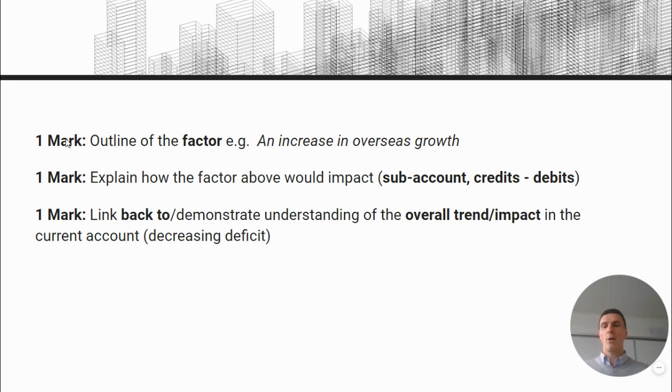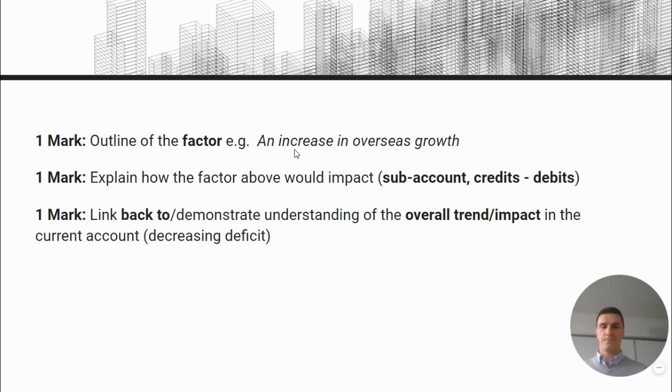So how I would mark this is: outline the factor. An increase in economic growth overseas leads to an increase in demand for our goods and services. Then we need to explain how it impacts the sub-account. So this would improve net goods and net services, or net goods, as there'd be an increase in credits. Maybe, depending on what factor you choose, it might impact debits. And then link it back to the overall impact, or in this case, link it back to the trend that you chose.